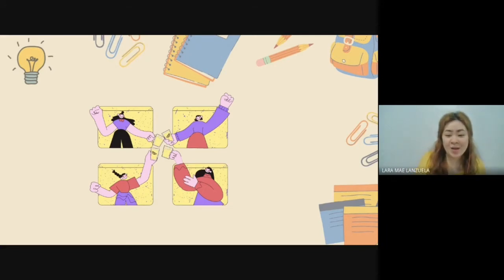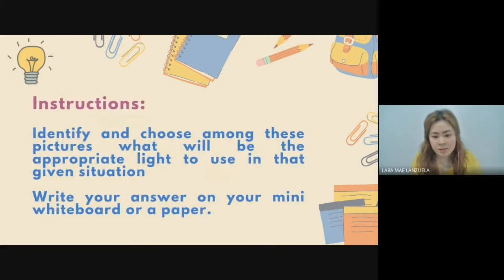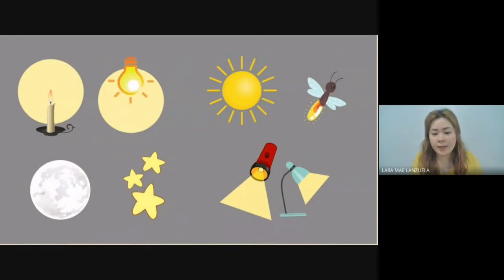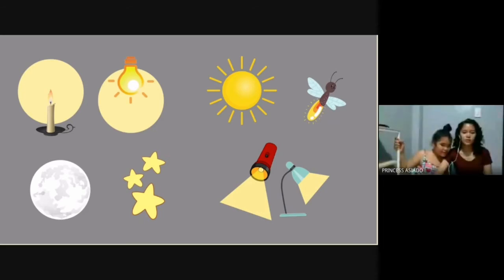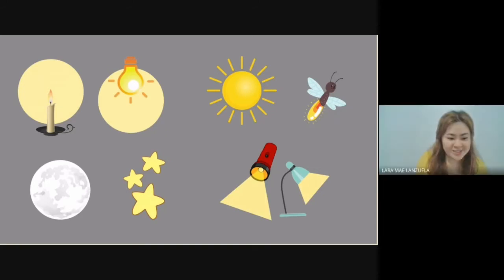Okay. I am glad that you are happy with our virtual field trip. So now, to further elaborate what you had observed from our virtual field trip, let us proceed with our main discussion. For our discussion, we will have another activity. So here are some pictures. Can you tell me what this picture shows? Okay, Princess. Sources of lights. Sources of lights, correct.